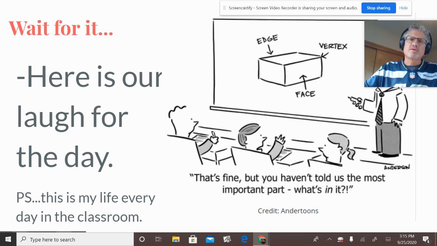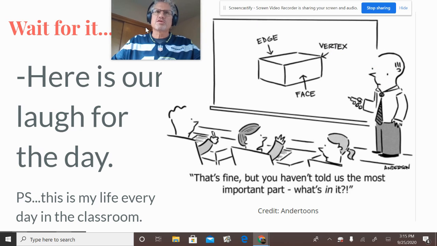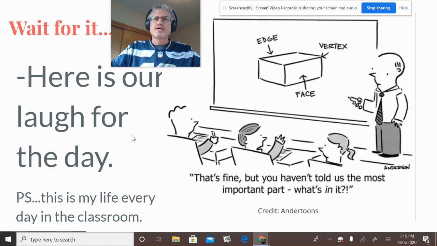I also like to put a little humor into my day. Here's a cartoon I found that I thought was pretty good, and I shared it with my students. We have a teacher going over the edge, vertex, and face in a volume discussion, but the student says, "That's fine, but you haven't told us the most important part. What's in it?" My life every day in the classroom.